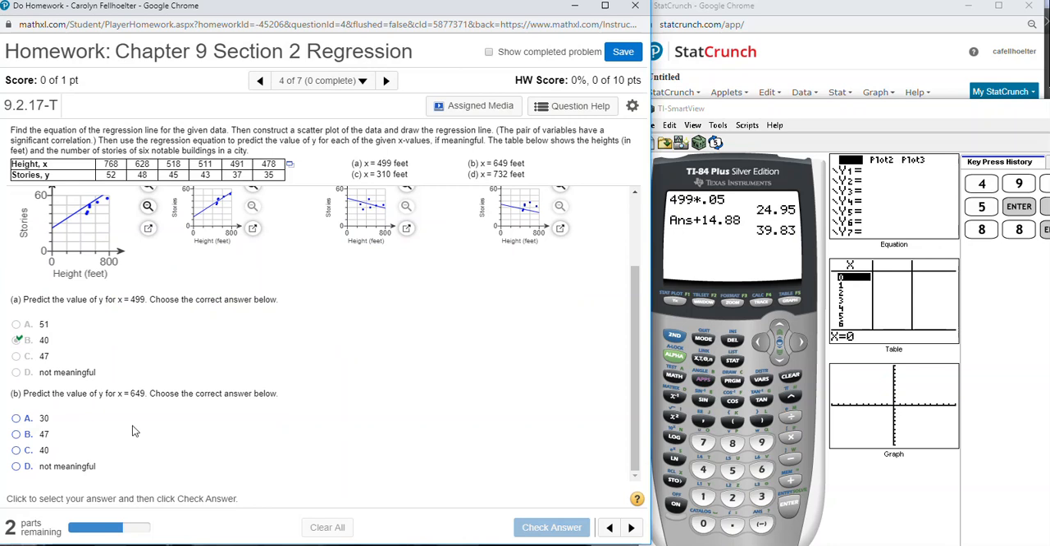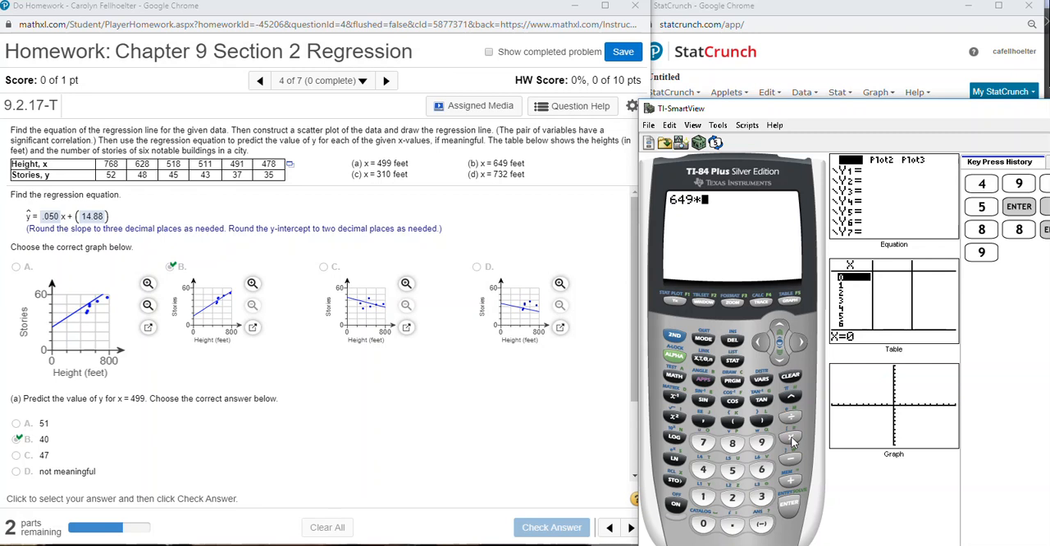The next part of the question says predict the value of y for x equals 649. Again, I want to go back up and check the other x values that we have, and to make sure that this x is within the range of all these other values. And it is, so we can make a prediction about the number of stories based on a height of 649 feet. So let's go to the calculator. I'm going to start with the 649, multiply that by the 0.050.